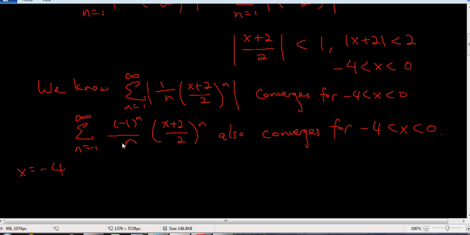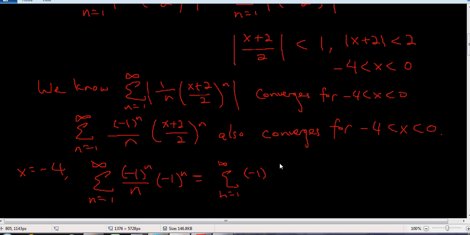I plug it into my series here, and I get the sum from n equals 1 to infinity of -1 to the n over n. -4 plus 2 is -2. -2 over -2 is -1. So here I've got -1 to the n times -1 to the n. This gives me the sum from n equals 1 to infinity of -1 to the n plus n, so it's 2n. Remember, you add the exponents as long as whatever you're multiplying are the same. Over n, and of course, -1 to the 2n.